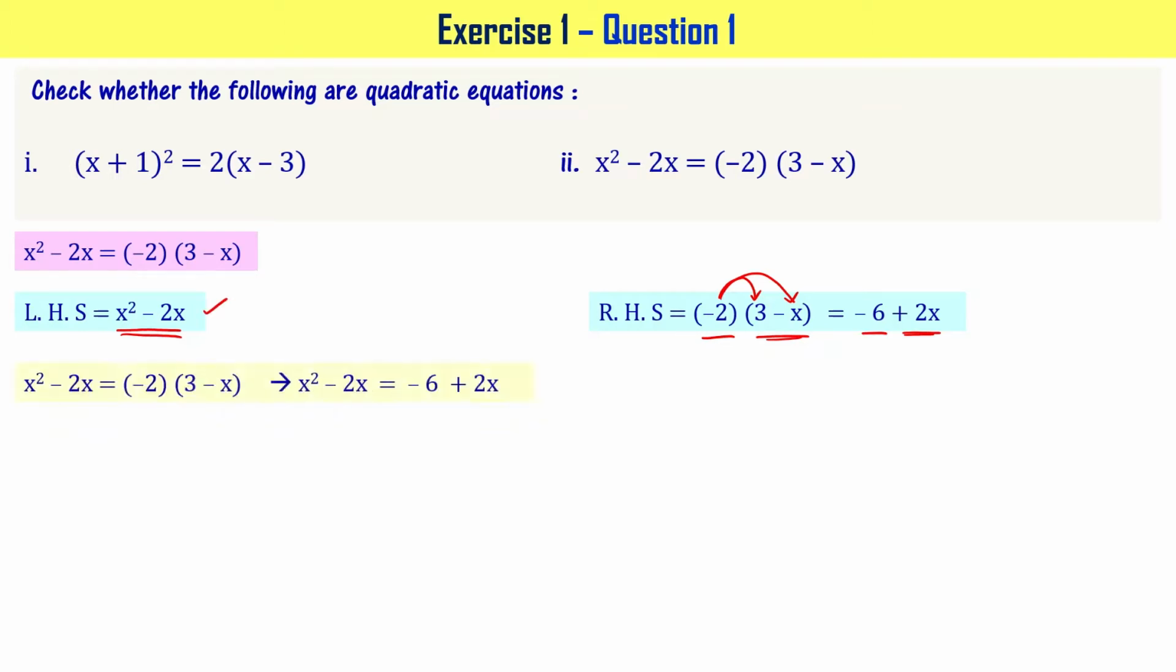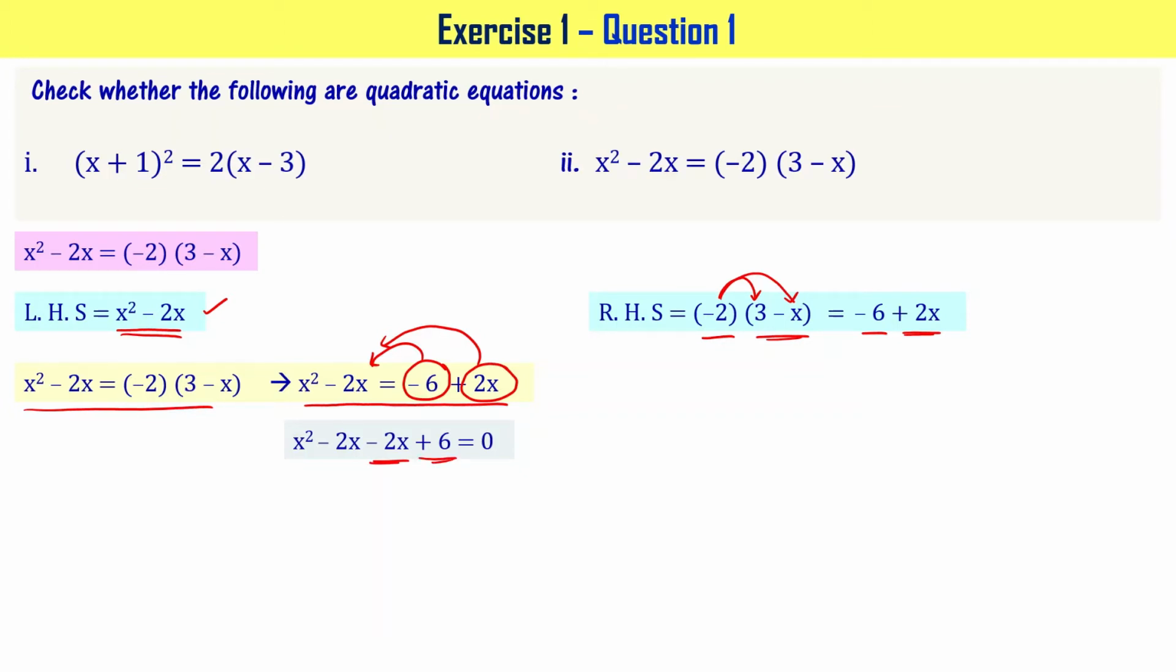Let's equate those two so that I have now the given equation converted into this form, x² - 2x = -6 + 2x. Now let us transpose these two numbers, minus 6 to this side and plus 2x to this side. When I do that, the equation becomes x² - 2x, and this is minus 2x coming from the other side, and this is plus 6 coming from the other side, that is equal to 0.